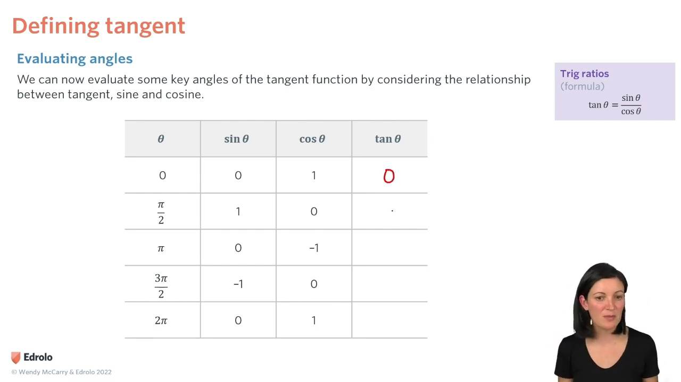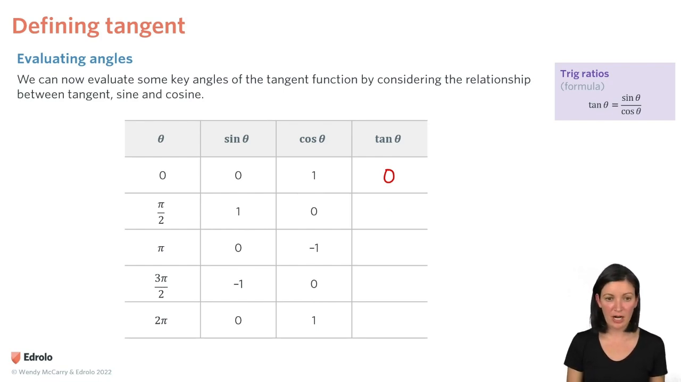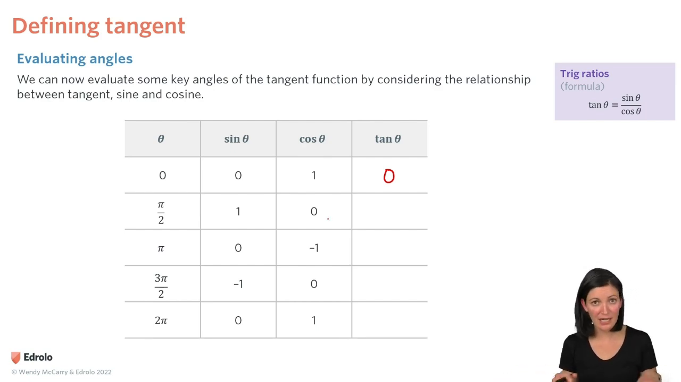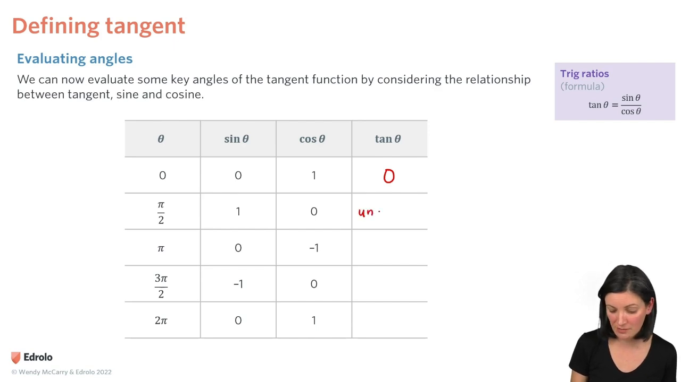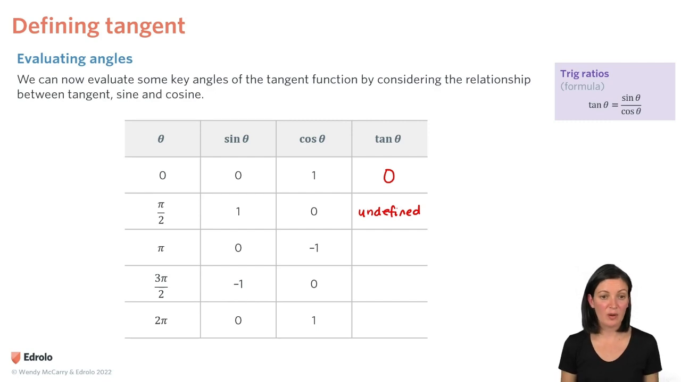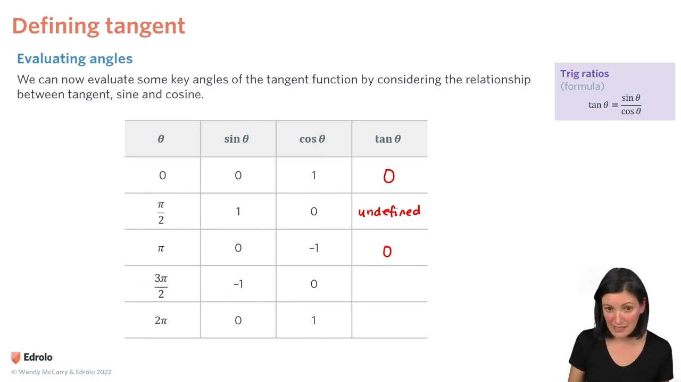Okay, so let's see what happens when we try and work out the tan of pi on 2 radians. If I try to do sine divided by cos, 1 divided by 0, I can't do that. I can't divide by 0. So tan of pi on 2 radians is actually undefined. The tan of pi radians would be 0 divided by -1, so 0. The tan of 3 pi on 2, can't divide by 0. It's also undefined.